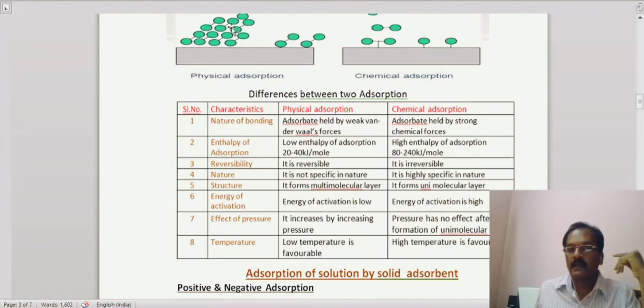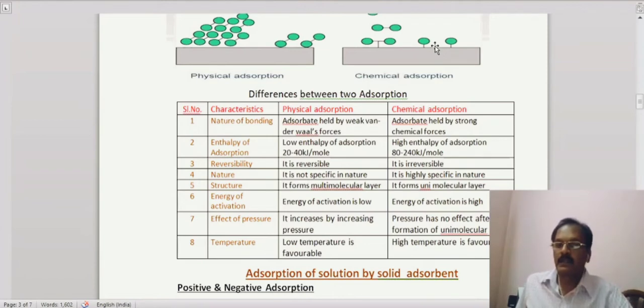In case of physical adsorption, the adsorbate molecule is held on the surface of the adsorbent with a weak van der Waals force of attraction, whereas in case of chemical adsorption, the adsorbate molecules are held on the surface of the adsorbent by a strong bond, that is a chemical bond. See, this is a chemical bond observed on the surface. Based on that, now let us see the differences between physical and chemical adsorption.